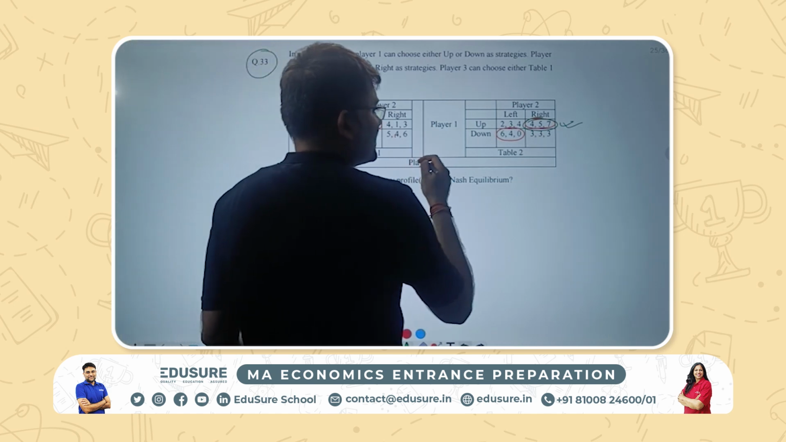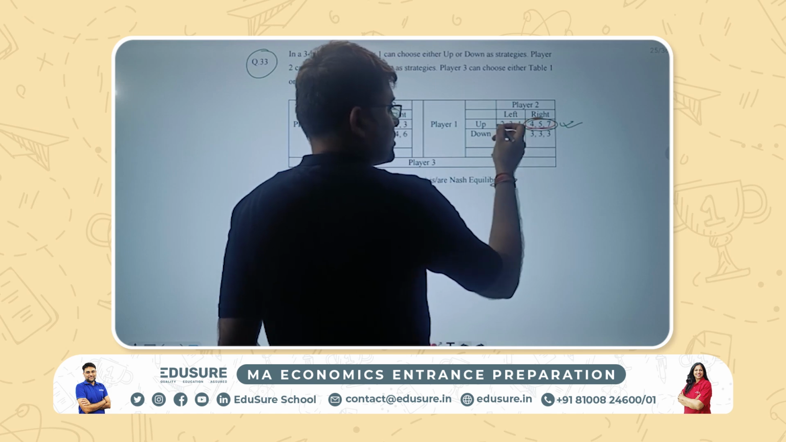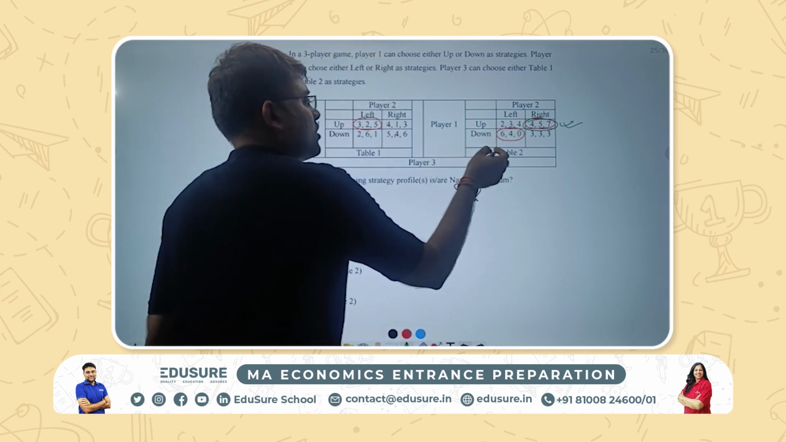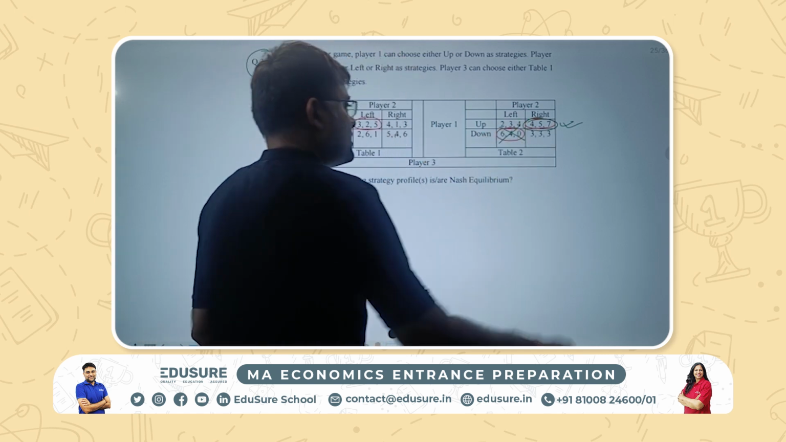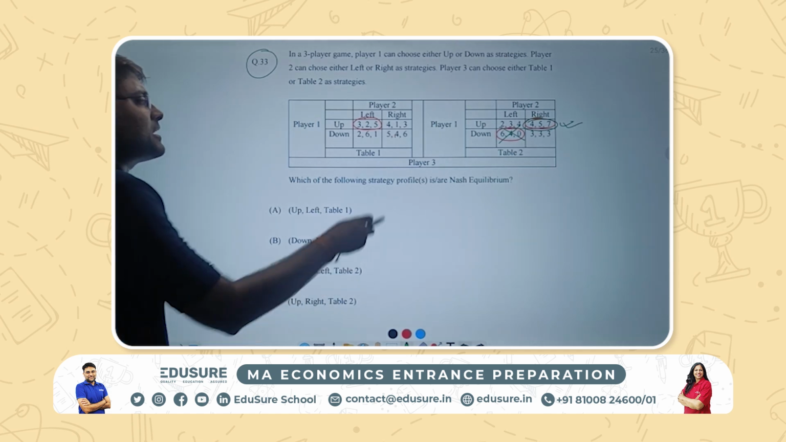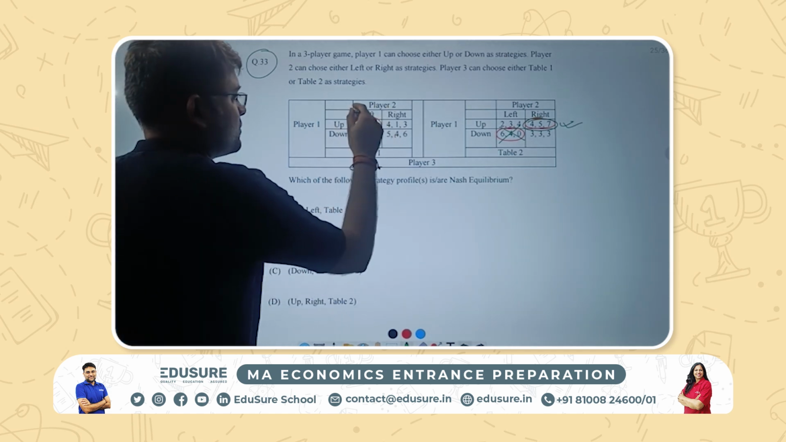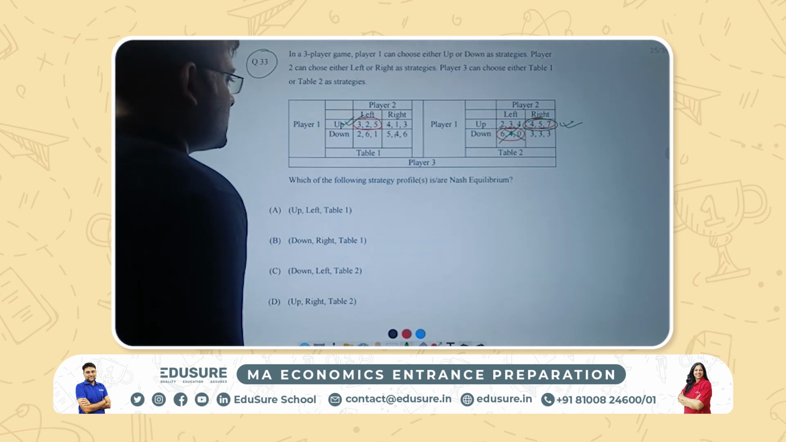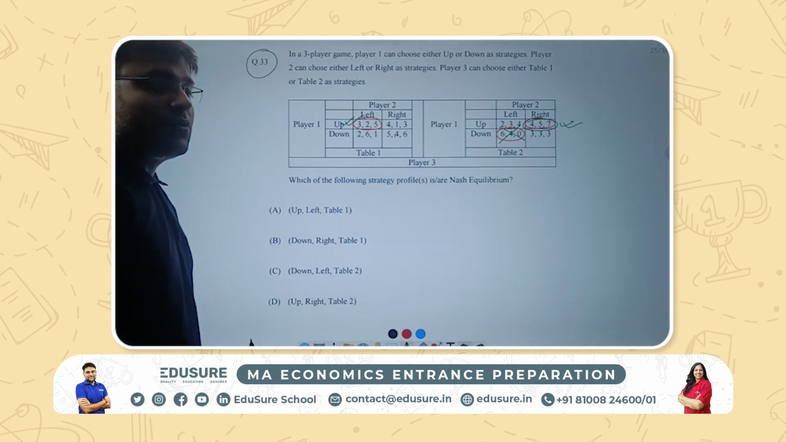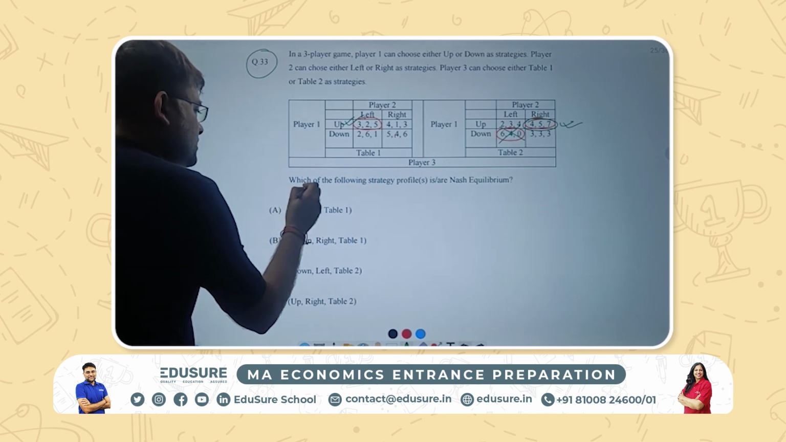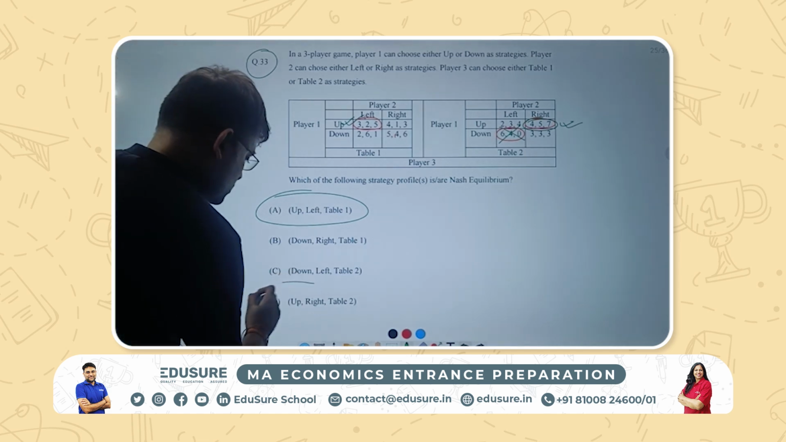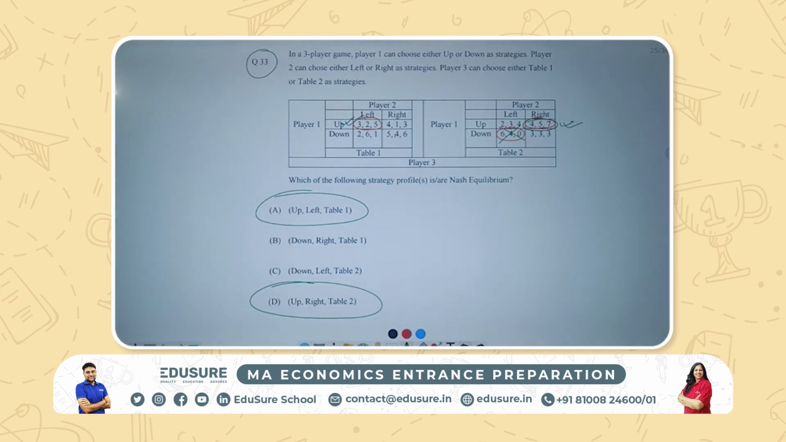So, player 3 table 2, 6, 4, 0 can be an outcome. And 6, 4, 0 table 2 will not happen. So this is not a Nash equilibrium. What about here? Here I have only one outcome. So this has to be the Nash equilibria. Okay. So 3, 2, 5 and 4, 5, 7 are the strategy profiles that are in the Nash equilibrium. So up left table 1 and up right table 2. So down left table 2 is not a Nash equilibrium. Player 3 comes into the mix. So the answer is A and B.